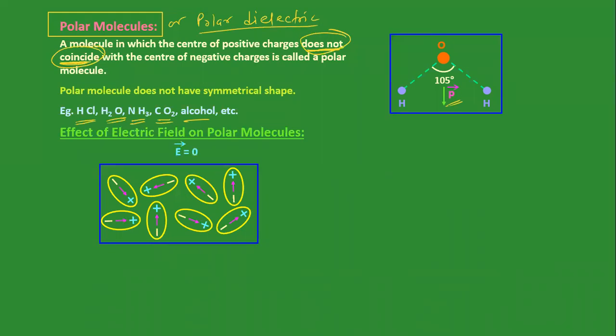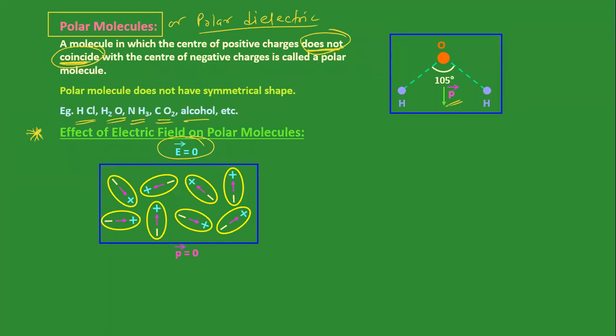It is in the absence of electric field. You can see here electric field is 0. We have to learn the effect of electric field. If we apply an electric field, what effect happens on these polar molecules? That effect we have to learn.